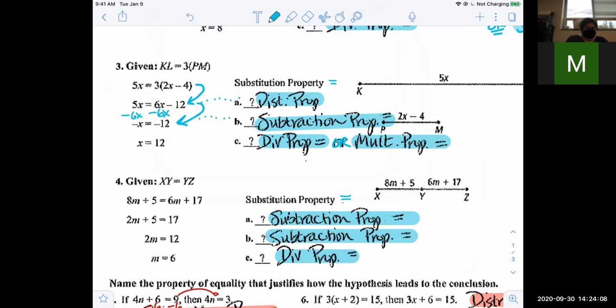Why did I write division or multiplication on the last one? What are you dividing or multiplying by? -1. You don't have to say both of those. You can say either division or multiplication. You don't have to have both of those.